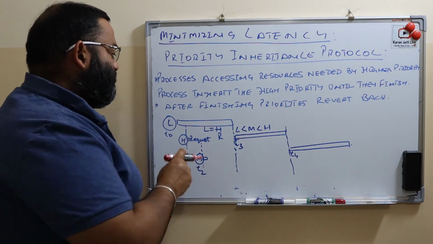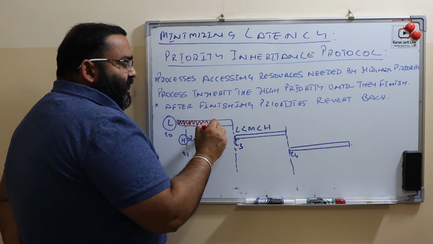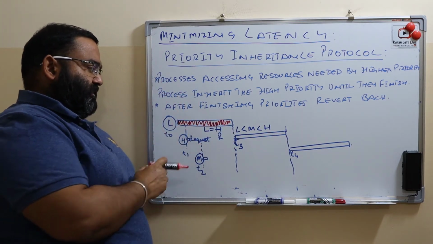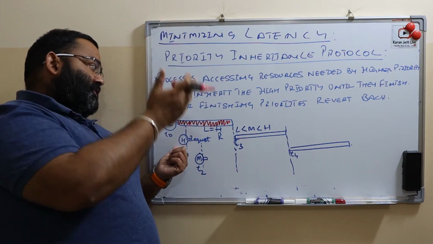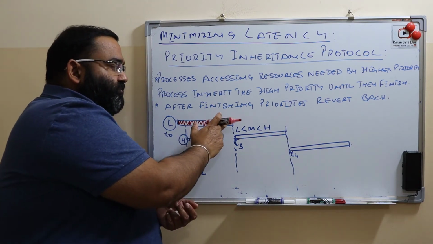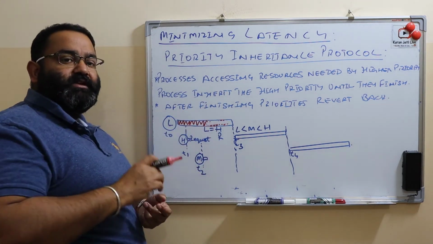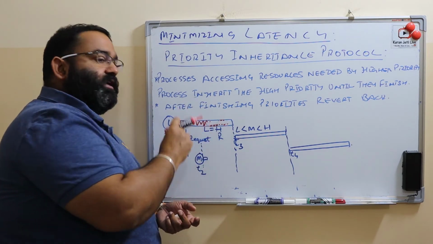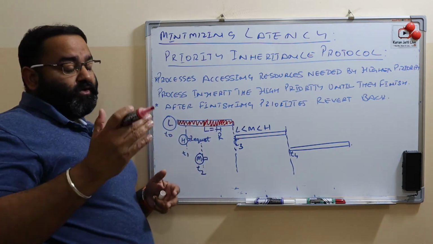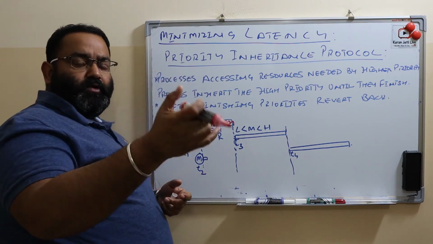Now what happens? Here at time zero, process L is executing and some resource R is allocated to it. Okay, and at time T1 process H comes, which has a higher priority than L. It requests resource R. So when it requests resource R, the priority of process L becomes equal to process H. It inherits the priority of H and continues with its processing. Here L is equal to H. So whatever the priority is, it will inherit the priority of the high priority process.